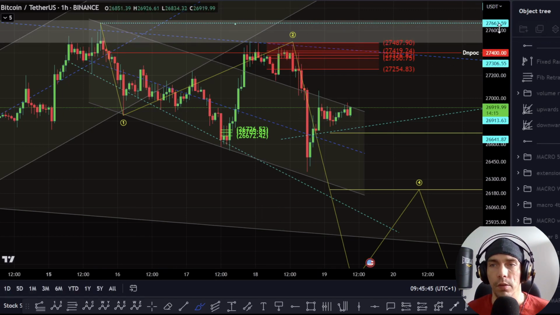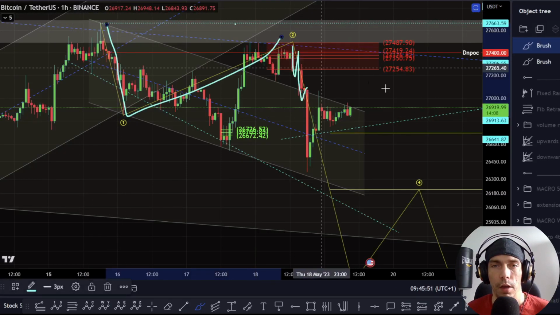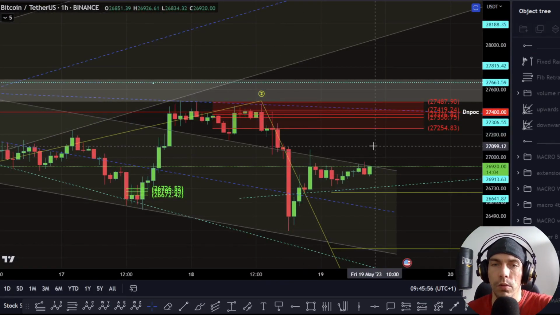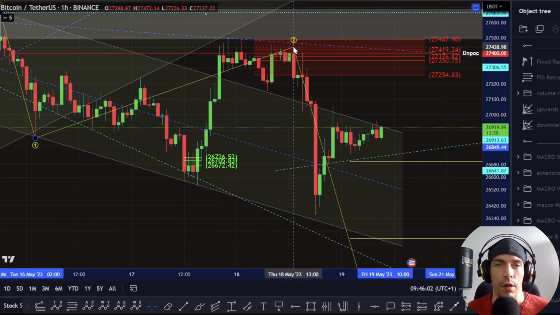If we break above this 27,663, that would invalidate this idea of this actually being 1, 2 here. Really, once we start to break back above these highs here towards this 27,487, it would already invalidate the idea that this was starting a wave 2.